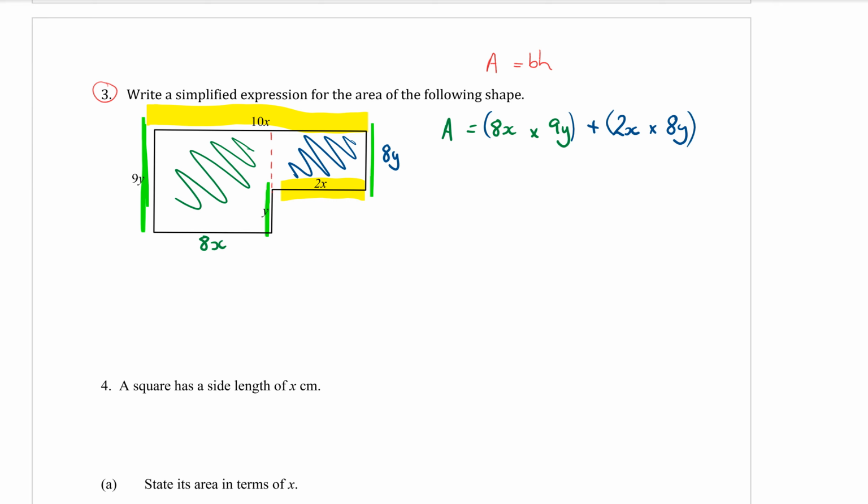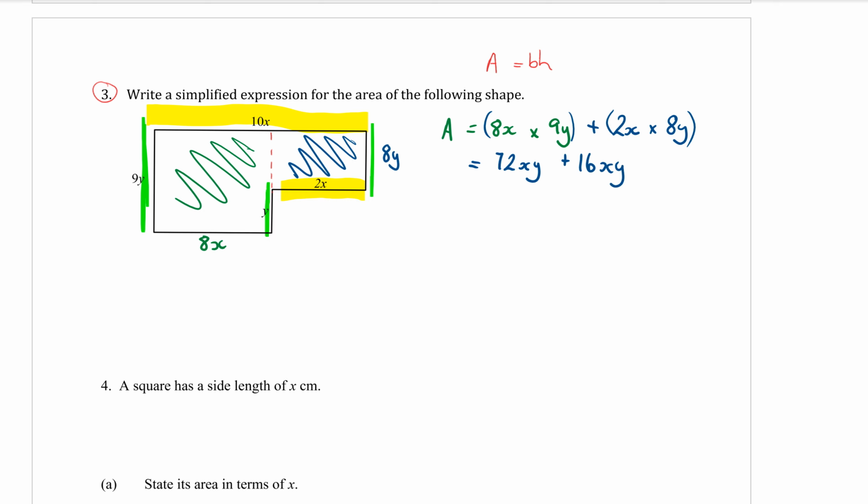I can simplify that. That's a pretty yucky expression at the moment, but I can simplify it. We're multiplying. We know how to multiply with algebra. We multiply the numbers out the front. So this first bracket here, 8 times 9 is 72, and the letters collect up, xy. Then let's do the same thing for the second one, not the plus. Plus is different, got to keep the plus there. But that second bracket, 2 times 8 is 16, and collect up the letters, xy.